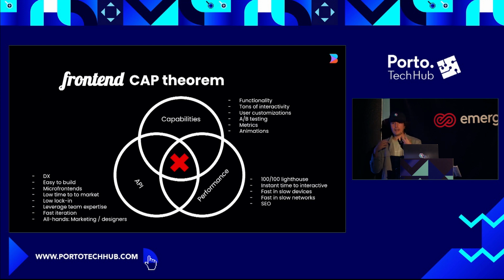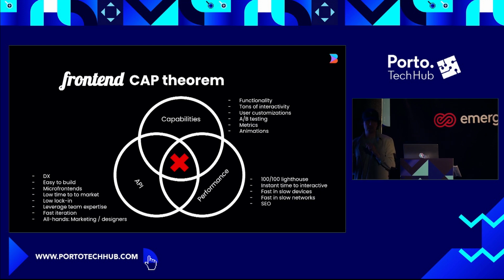Of course, not the database CAP theorem, but it follows some of the same ideas. There are three things that you want to achieve. In the front end, you want your application to have a lot of capabilities, tons of functionality and interactivity, A/B testing, metrics. Your marketing team is going to tell you to add this HubSpot thing. And then you also want to have a performant application. You want to have 100 on Lighthouse, instant time to interactive, fast websites.